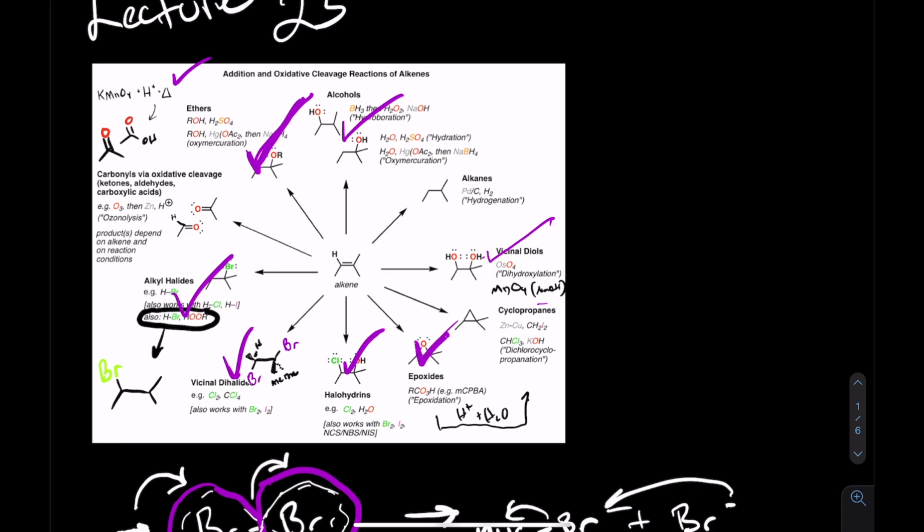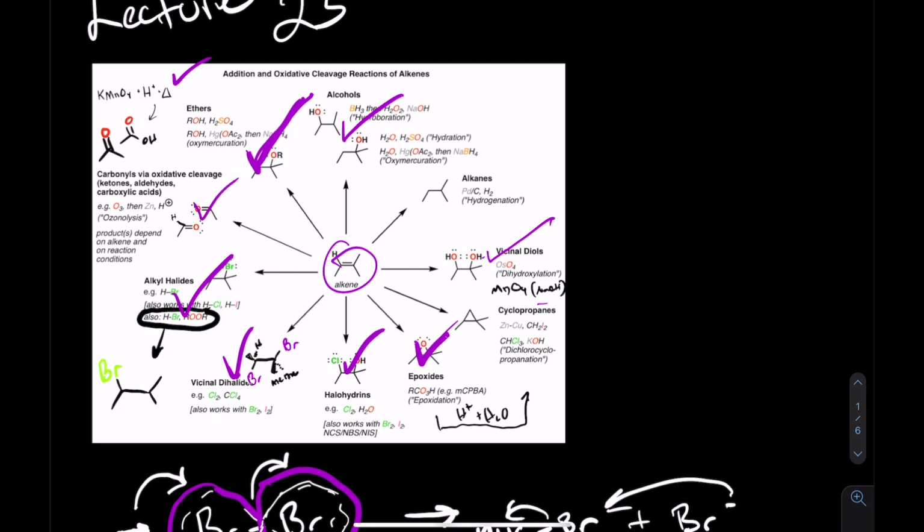And if your goal is actually to take an alkene and start making aldehydes or ketones, then maybe you should consider ozonolysis as a path to cleaving double bonds and starting to form ketones and aldehydes. And so those are different routes that you can take.